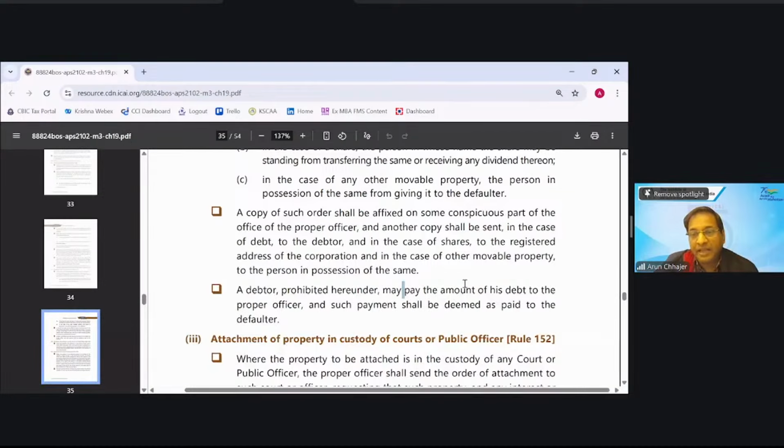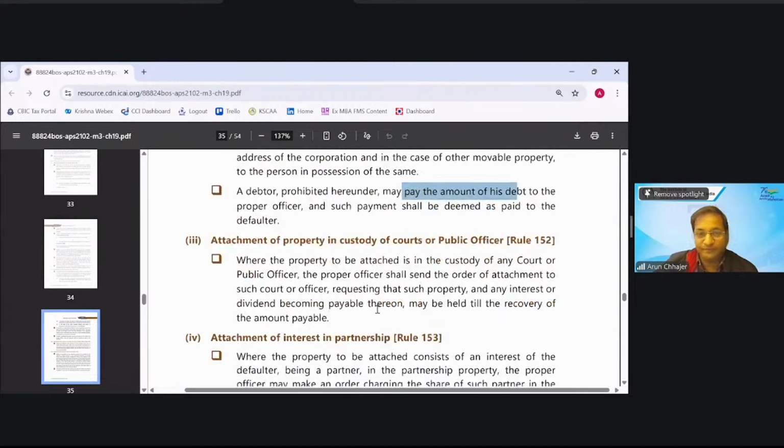Debtors may pay the amount of the debt to the officer, and it shall be deemed to be paid by the defaulter. Rule 152. Attachment of property in the custody of the court or public officer. When the property to be attached is in the custody of the court or a public officer, the proper officer shall send the order of attachment to the court, requesting that the property and any interest or dividend that becomes payable may be held till the recovery of the amount payable.